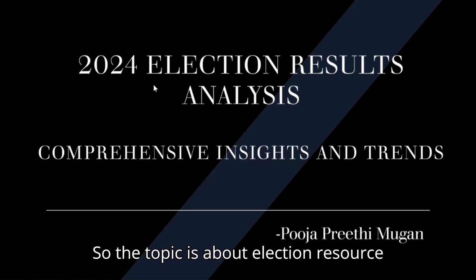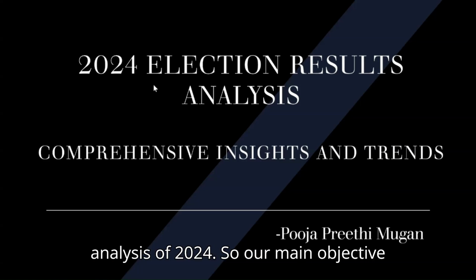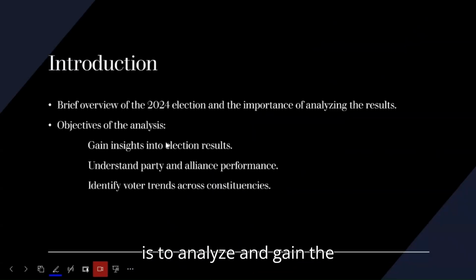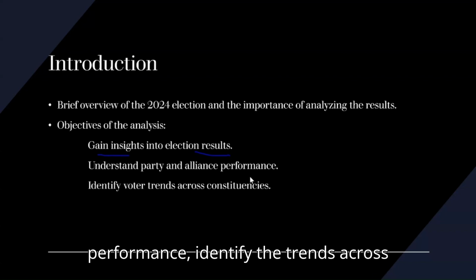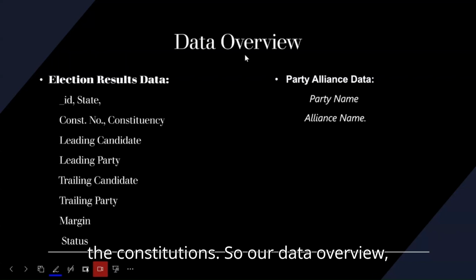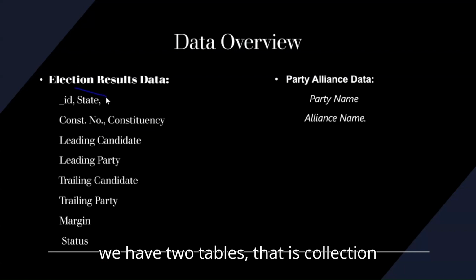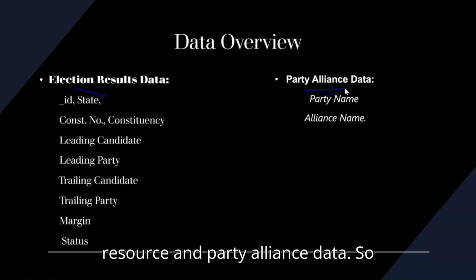So the topic is about election result analysis of 2024. Our main objective is to analyze and gain insights from the election results, understand the party performance, and identify the trends across the constituencies. For our data overview, we have two tables, that is election results and party alliance data.